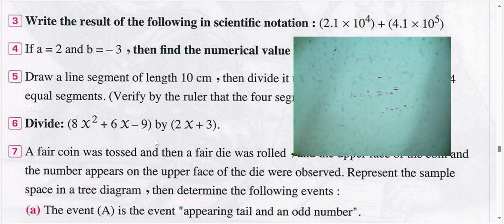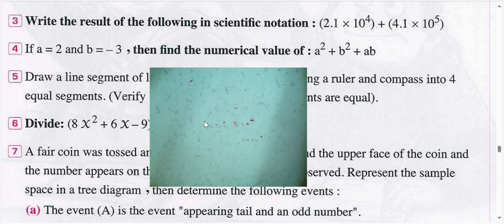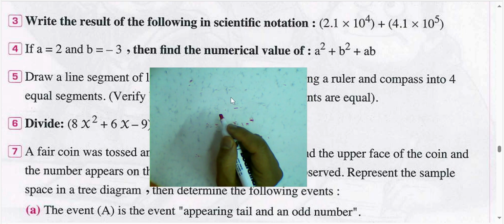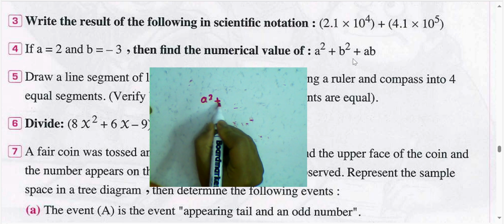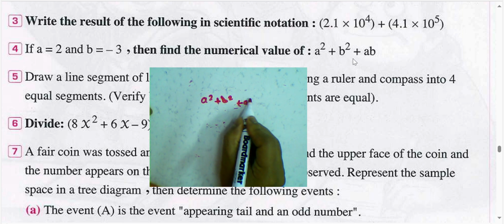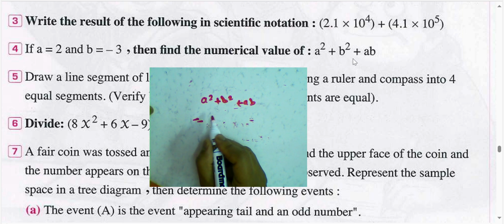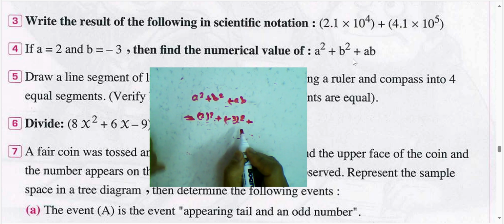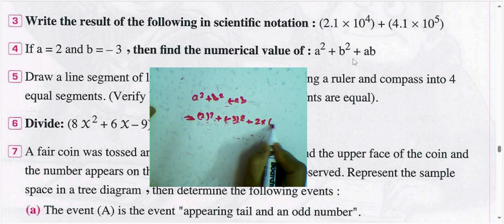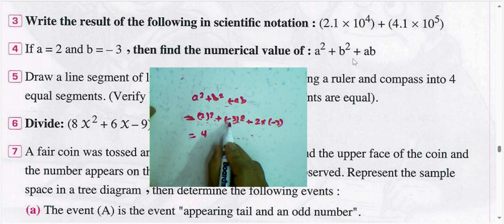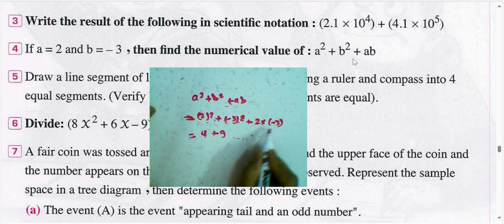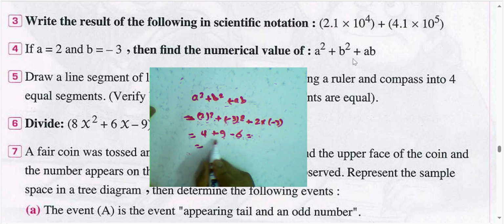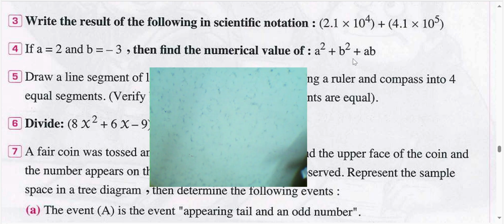Next question, find the numerical value of the expression here. If a equals 2 and b equals negative 3, then find the numerical value of a squared plus b squared plus ab. First step, we must put a equals 2: 2 squared plus b squared, b here equals negative 3, negative 3 squared plus a times b, a equals 2 times b, negative 3. Then 2 squared is 4, and negative 3 squared will be 9. 2 times negative 3 equals negative 6. 4 plus 9 equals 13. 13 minus 6 equals 7. So the result here will be 7.